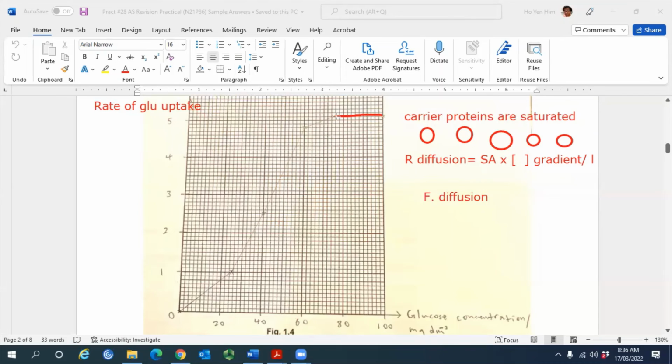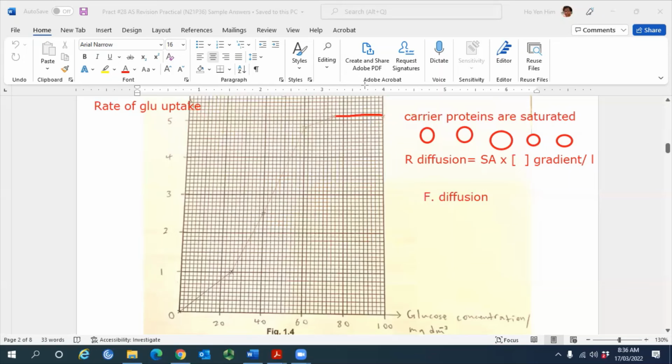Okay, this can also happen for active transport, because active transport also uses carrier protein, right? So let's say these are carrier proteins, but they carry out active transport. That means ATP must bind to it. So for active transport, the line will also level off, because once it reaches maximum, when all carrier proteins are saturated, you continue to add glucose, the maximum rate still remains the same. So a horizontal line can also be for active transport.